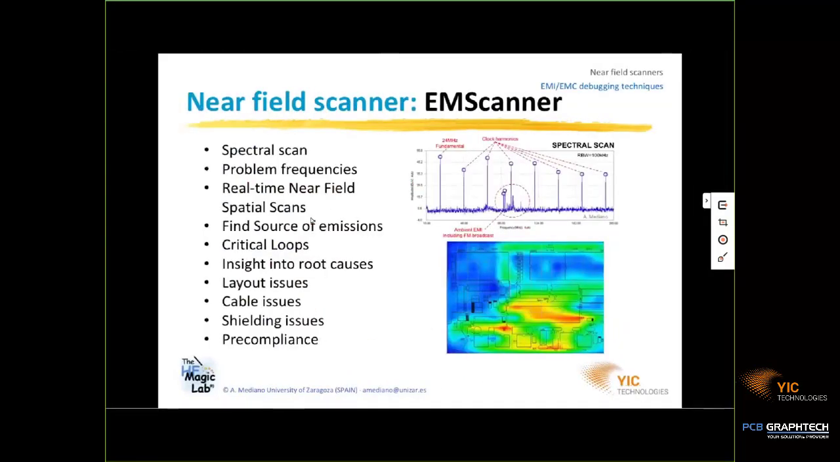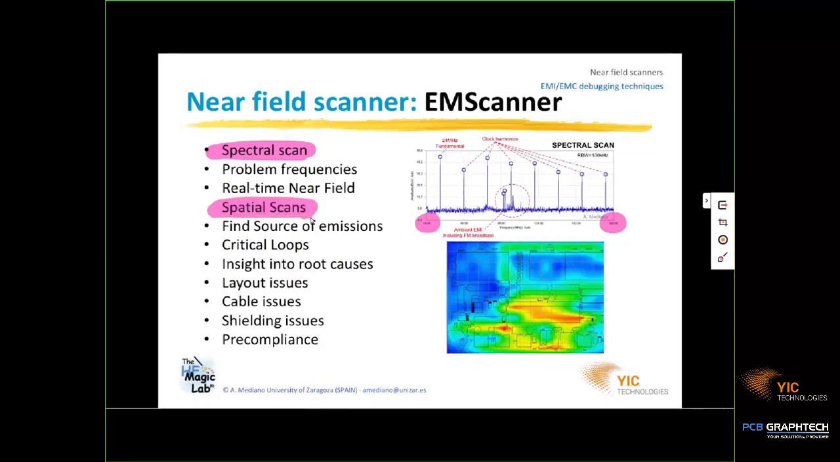And what can you do with this kind of scanners? Basically, you can do two things. The first thing you can do is one spectral scan. That means you are able to scan from one frequency to another frequency what signals are close to your circuit. This is one of the most important and interesting pieces of information to receive from the scanner. The other important thing you can do with this kind of scanner is one spatial scan.